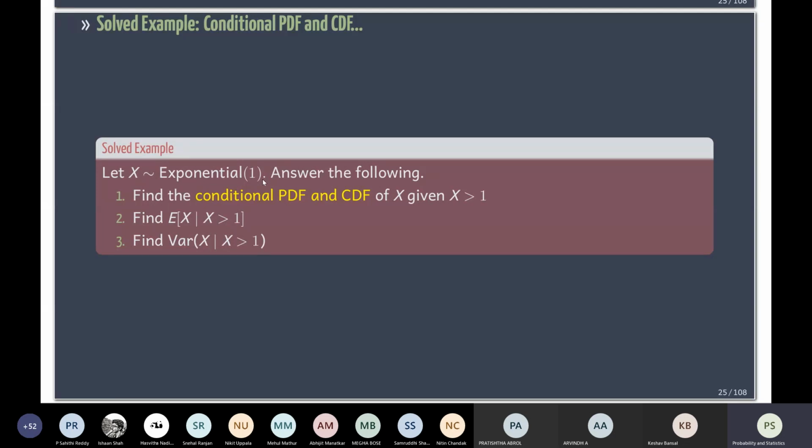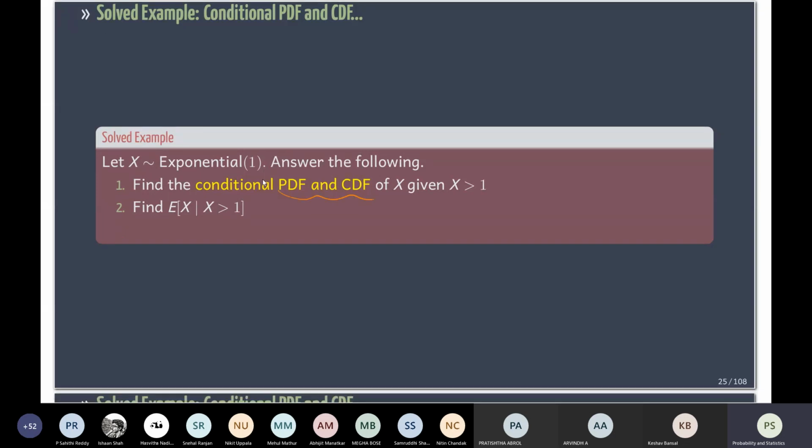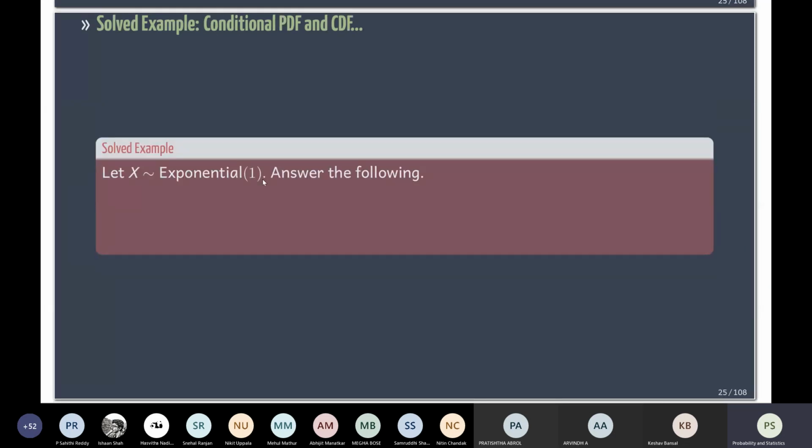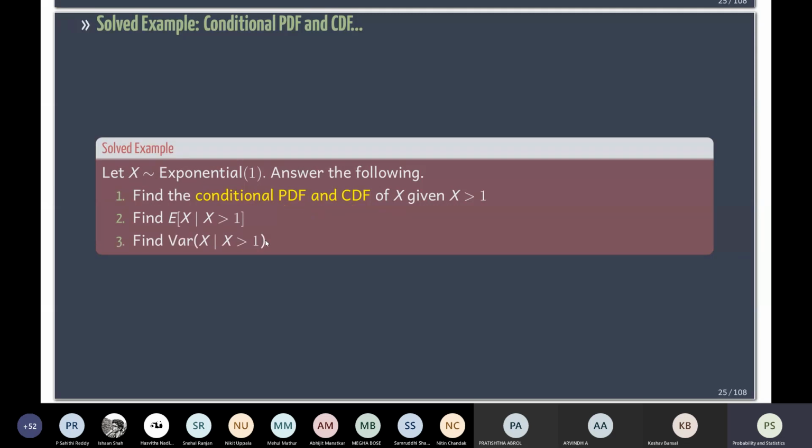Okay, so what do we do? If we look at the definition, these are the conditional expectations, and then the conditional variance. But even before that, what we are supposed to find is the conditional PDF and the CDF of x given x greater than 1. Okay, so let us try to find out.